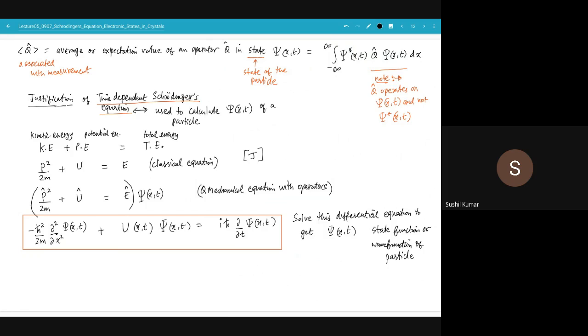So in this equation, what are the inputs that we put? What are the inputs? Inputs means what we know of. We know of the mass, and we know of the potential energy profile. So this we can call the potential energy landscape.